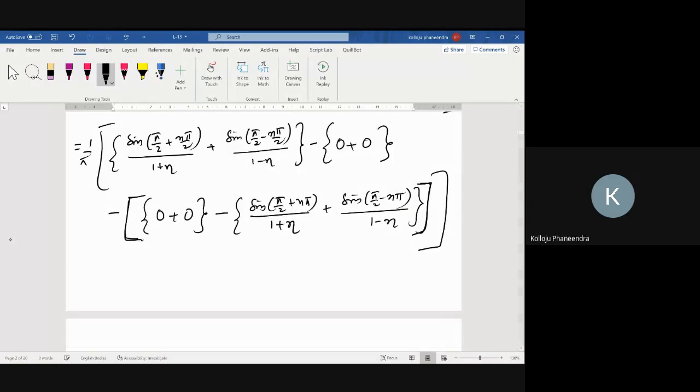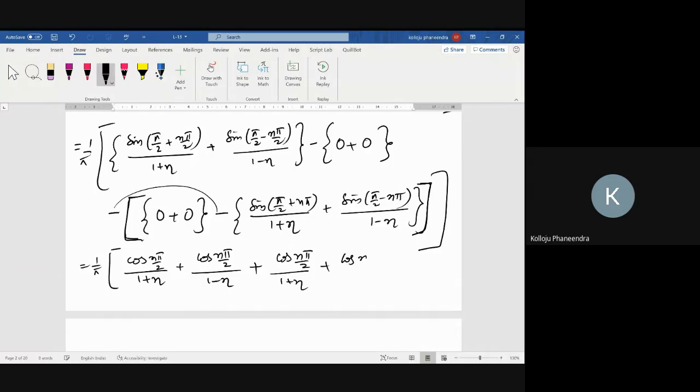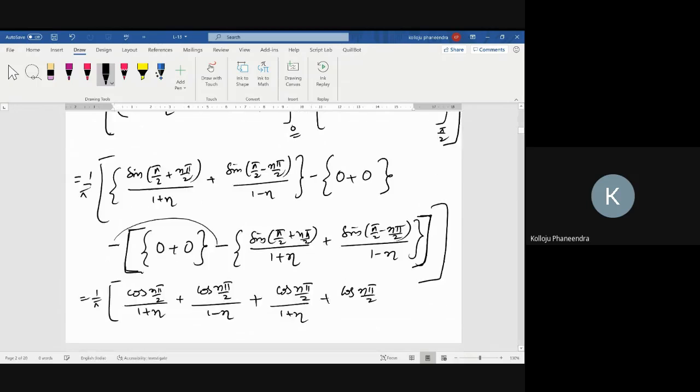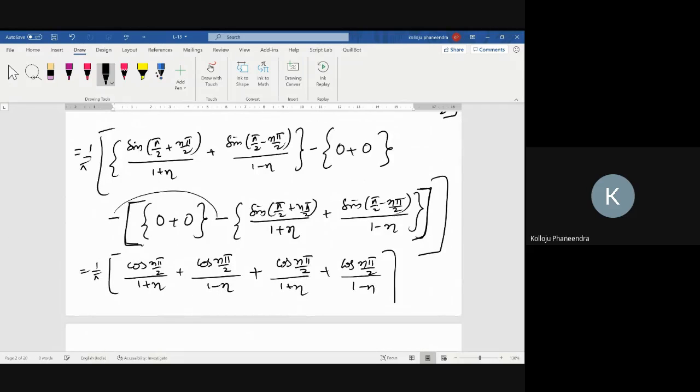Now, what is sin (pi by 2 plus theta)? cos theta. So this is equal to 1 by pi: cos (n pi by 2) by 1 plus n. Sin (pi by 2 minus theta) is also the same, cos (n pi by 2) by 1 minus n. This is 0, this is 0, and minus into minus gives plus the same expression: cos (n pi by 2) by 1 plus n plus cos (n pi by 2) by 1 minus n.